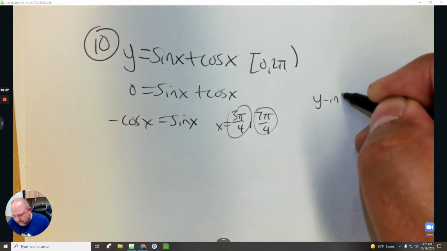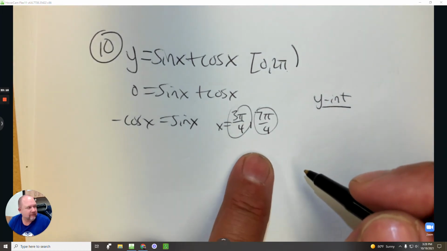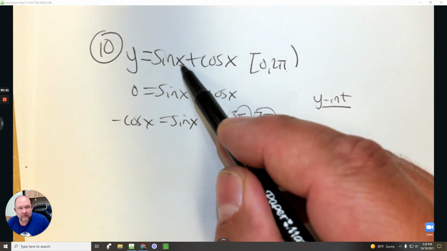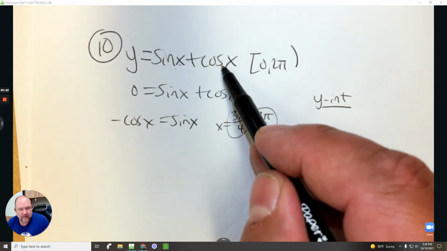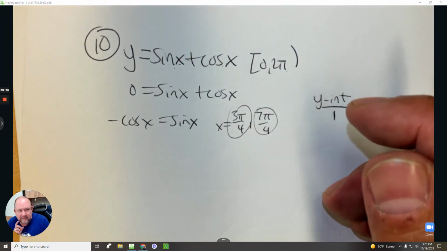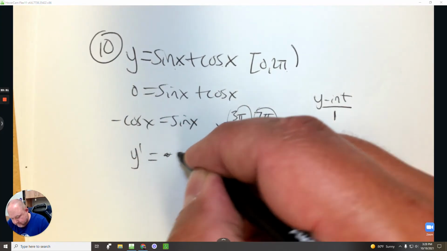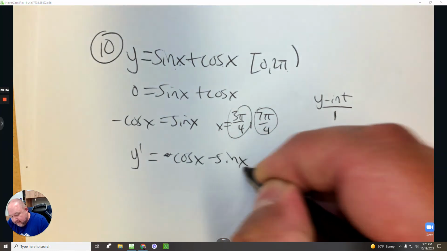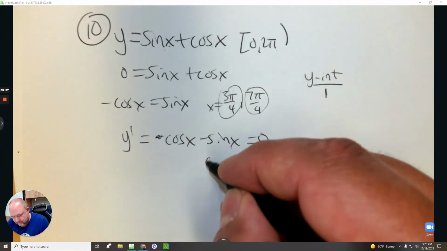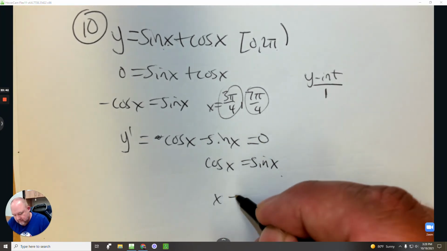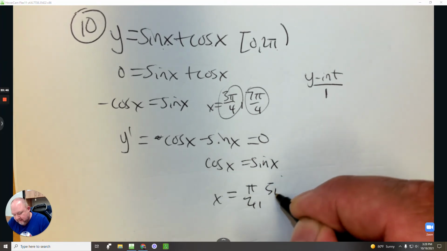The y-intercept, so those are the x-intercepts. The y-intercept, if you plug in 0 for x, you get 0 plus 1, so the y-intercept's at positive 1. Take the derivative, you get cosine minus sine, make it equal to 0. So when you add sine x, when are they equal to each other? So that's at pi over 4 and 5 pi over 4.